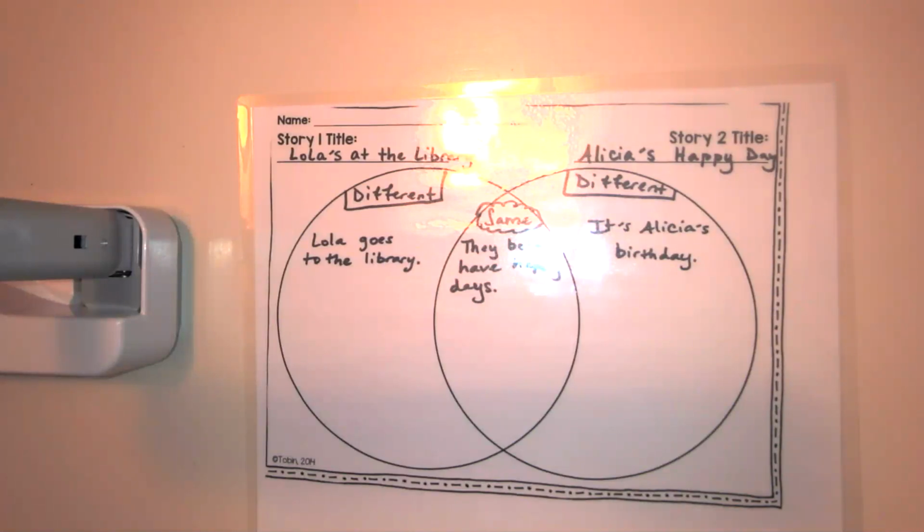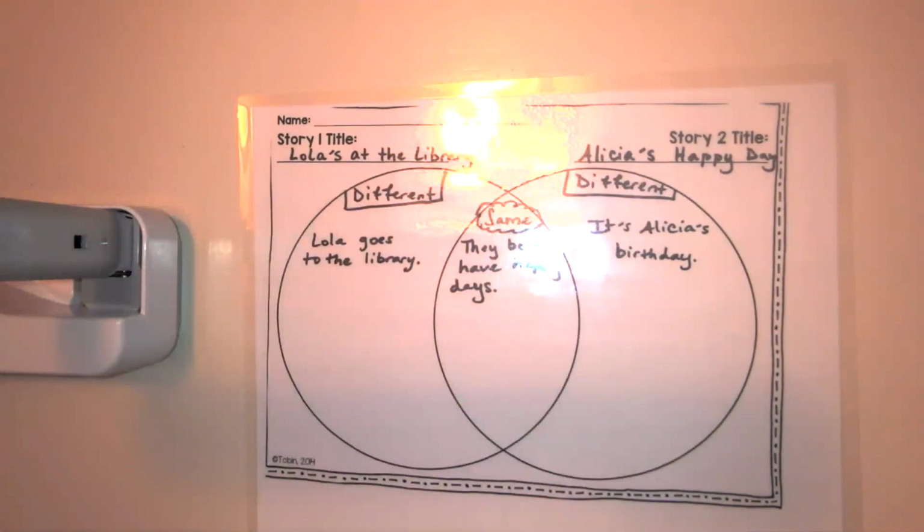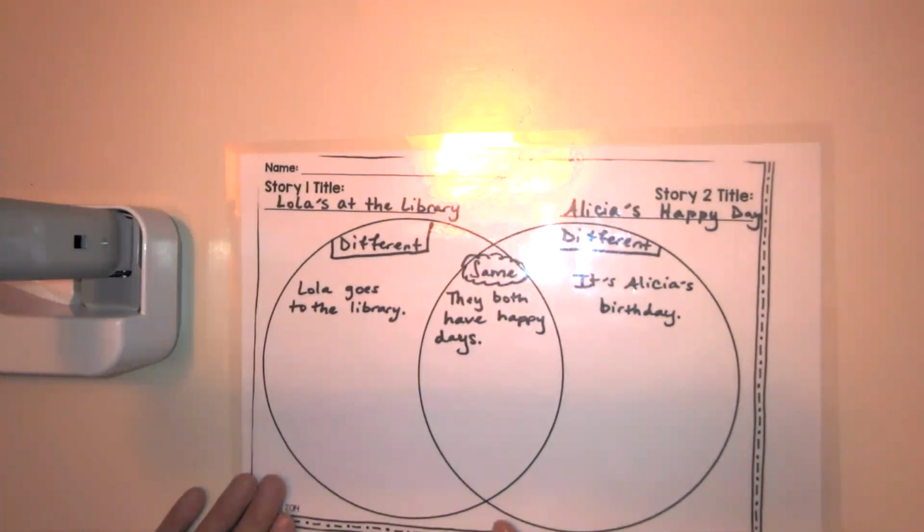So we want to be thinking about how are Lola and Alicia the same? Now again, there are lots of ways that they are the same. But one way that I know they're the same is that when you look at both of those stories, they're both really happy. They had these happy, wonderful days. So they both have really happy, wonderful days. They feel great. They love their days. They don't just like it, they love it. And they're excited and they're smiling. They both have happy days.